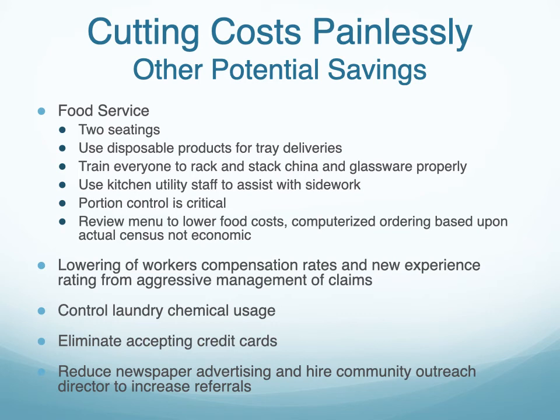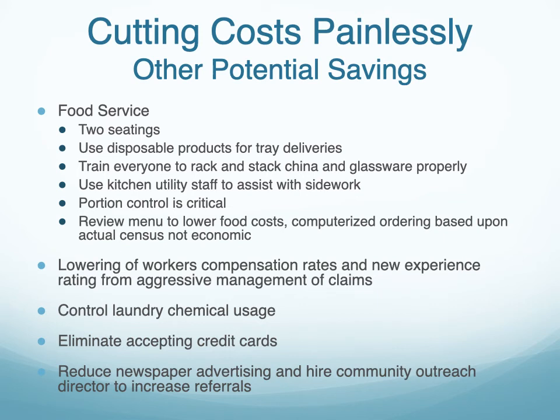Also, it's really important to train everyone how to properly rack and stack china and glassware. There are certain racks that are specifically built for glassware and china, and you can significantly reduce your breakage by properly stacking it in the rack that it's intended for. Another idea to reduce your staffing costs is to use your kitchen utility staff to assist with side work, in other words, to assist with bussing and resetting the tables between meals. That's a good idea, and it allows you to use less wait staff per meal than you normally would without it.